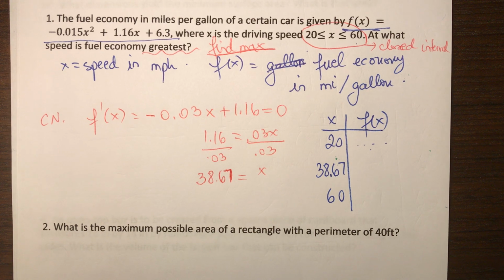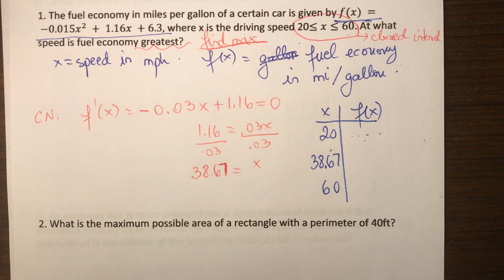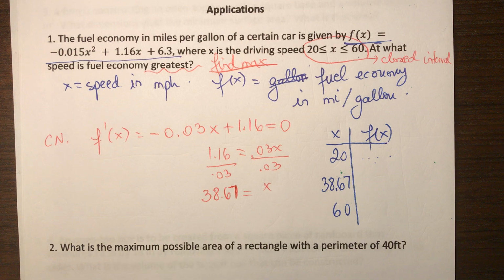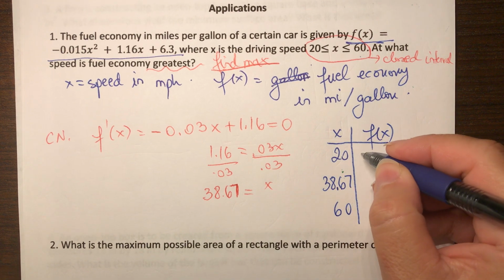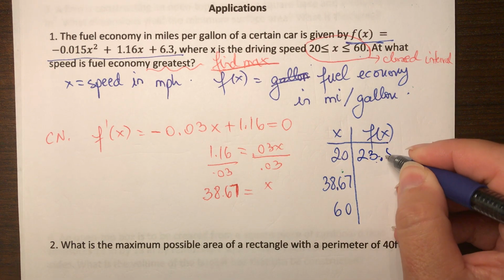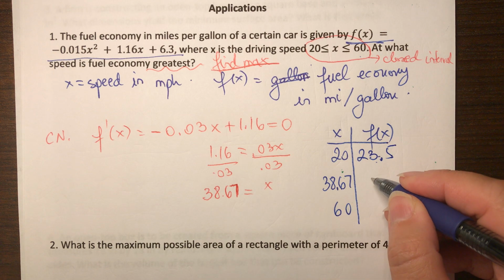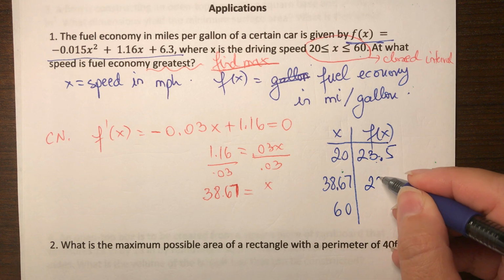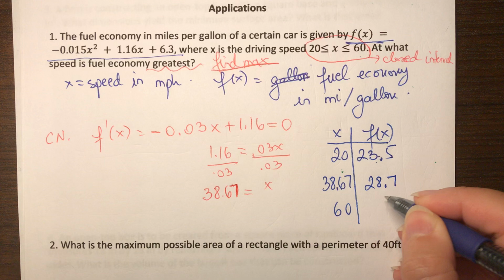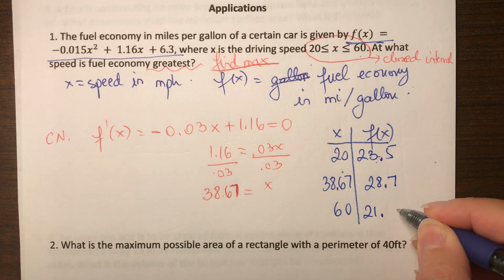All right, you guys, let's continue. Sorry, I didn't want to waste your time plugging in those values. It took a little bit longer. So for number 20, I got a 23.5. For 36.67 or 0.6, I got about a 28.7. And that's a 21.9.